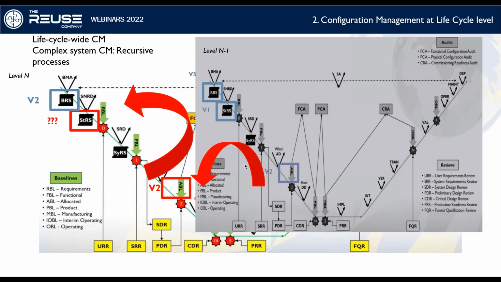So I have a version 2 of a lower level element, which is impacting my main element in the architecture, which will be impacting the stakeholder requirements, and so on, or not. It could impact only this one and not this one. So we have to know when it will be impacting and when it will not be impacting.